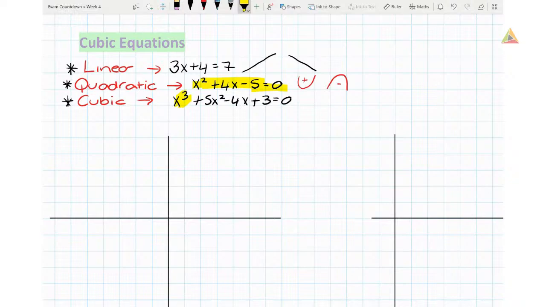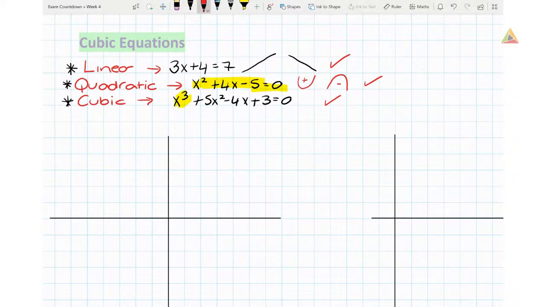What we're going to look at today is, first of all, what cubic equations look like if we were to graph them, and secondly, how we would solve them. We're already able to do it for linear equations. We're already able to do it for quadratic equations, and hopefully by the end of this lesson, we will be able to do it for cubic equations.